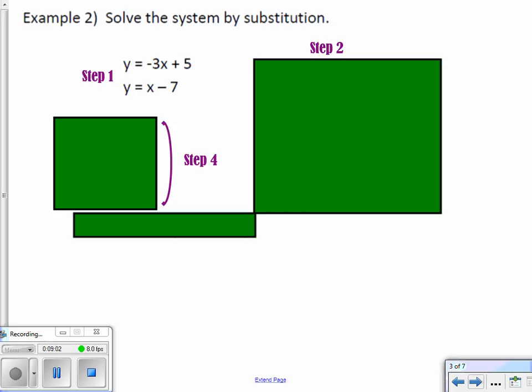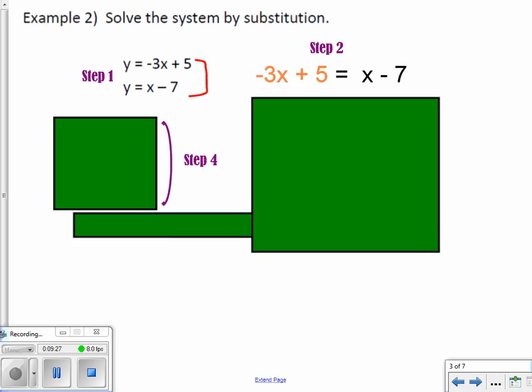Let's try another one, solving with substitution. In this case, we have our two equations, y equals negative 3x plus 5. And in our other one, we have y equals x minus 7. Now, step 1 says we need to get x or y all alone. Well, in both of the equations we're looking at, y is already alone. So from there, we just, step 2, plug it in.